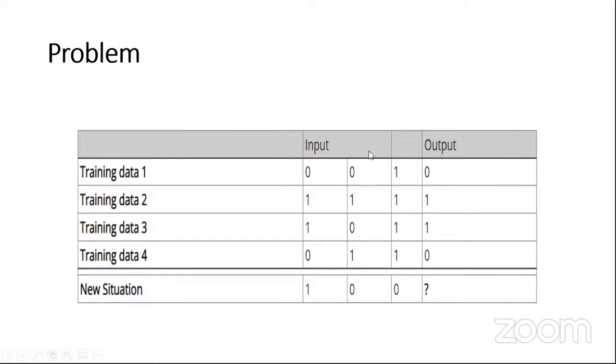So here you can see a small problem. Consider this as the input and this as the output. Here we are keeping the weights as 1, and the inputs are 0, 0, then the output should be 0. If I give the training data as 1, 1, it should give 1. If I give training data as 1, 0, it should give 1. Again, if the training data is 0, 1 with the weight of 1, it should give the output as 0. So this is the training data we are giving.